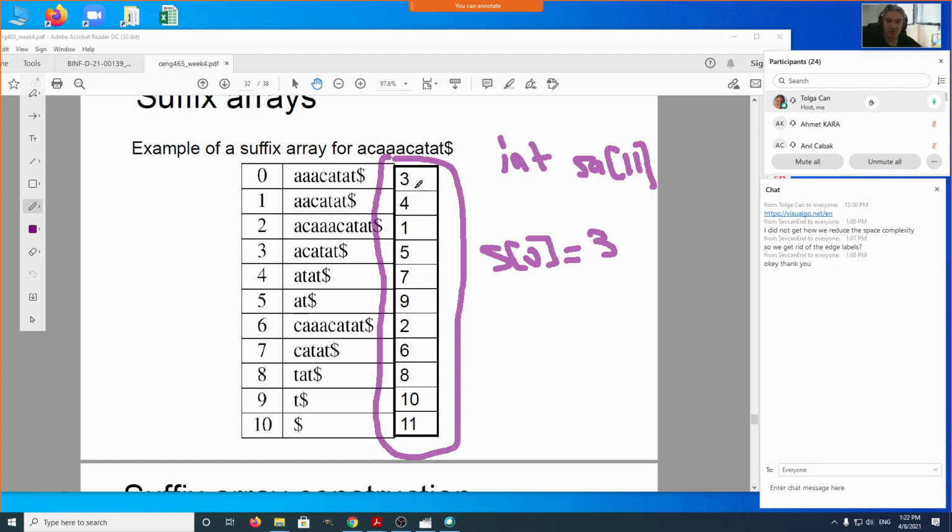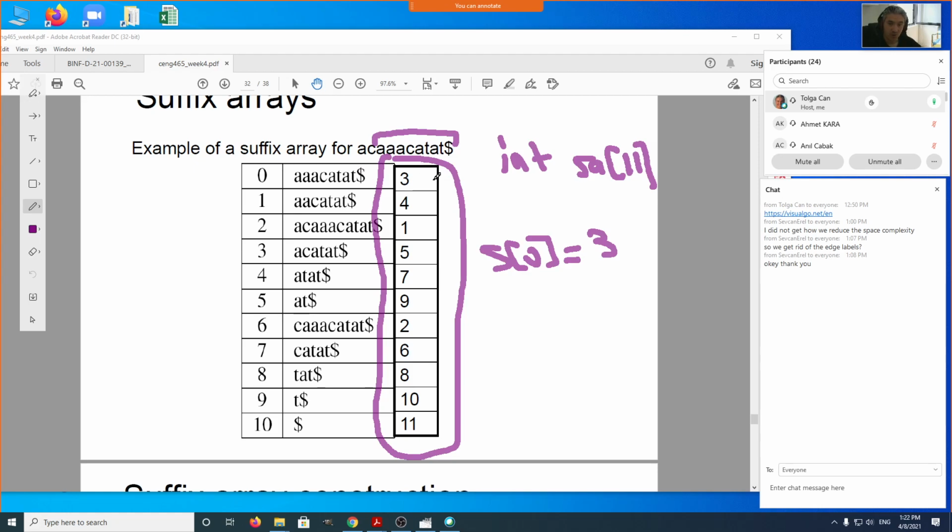But what are these numbers? Let's take a look at them. What is 3? What is 4? What is 1? 5, 11. These are the suffix indices. This means that in the lexicographic order, the third suffix, which is 1, 2, 3, so this is the third suffix, starts from here: A, A, A, C, A, T.